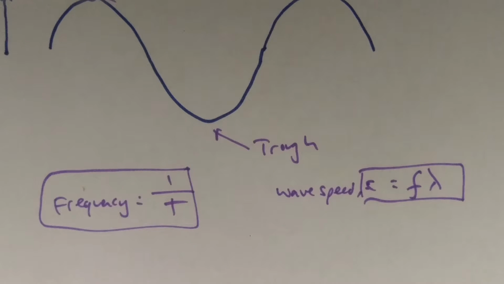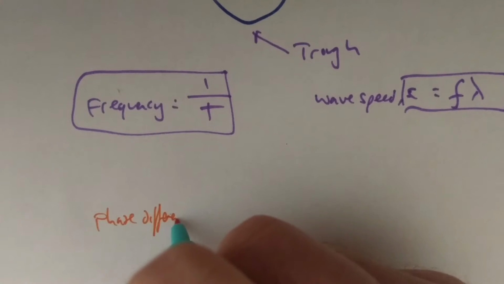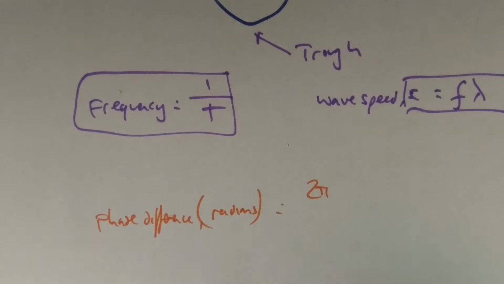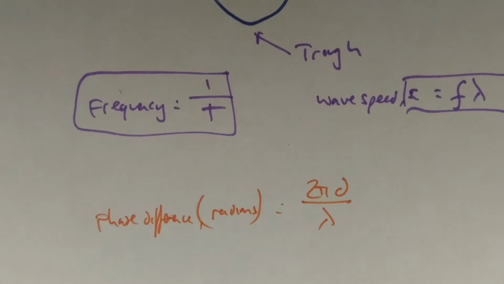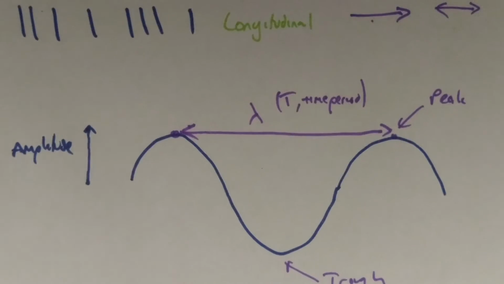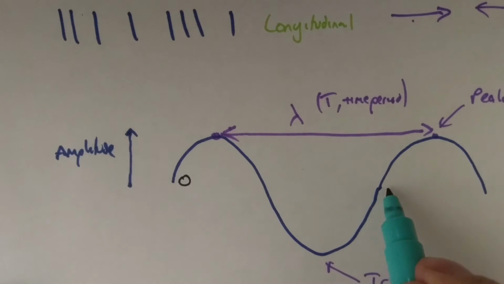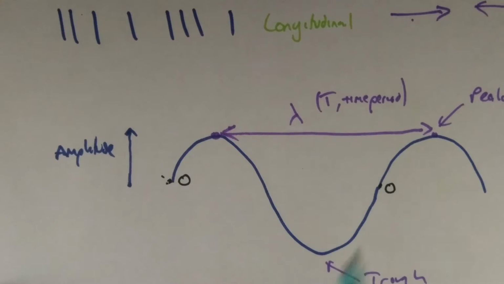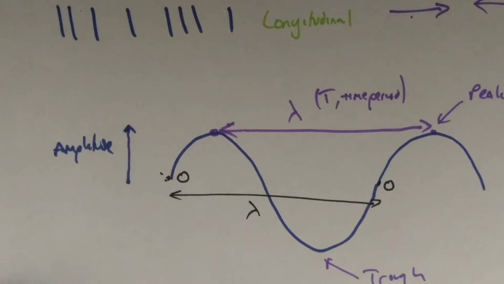The other thing we need to be confident on is our phase difference. So what proportion of the wave has passed. So phase difference, which we measure in radians, is 2 pi, because there's 2 pi radians in a full cycle, multiplied by d over lambda. So d is telling you what distance of the wave has passed. So if we have a point here and here, these are the exact same points on consecutive waves. So they would be, by definition, one full wavelength apart.